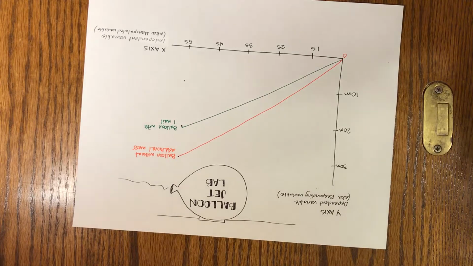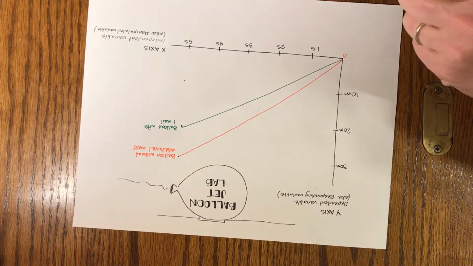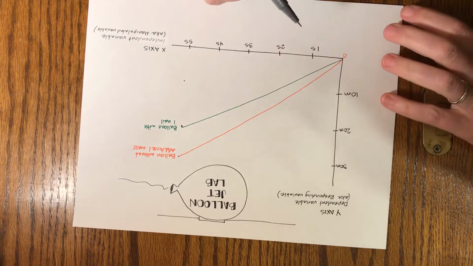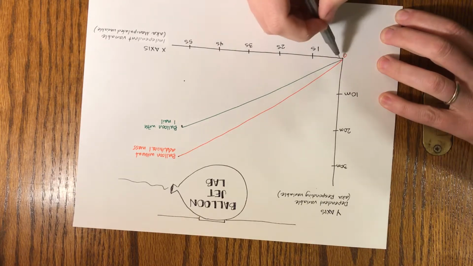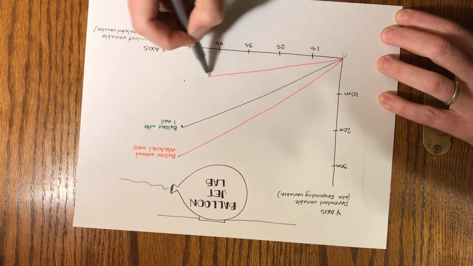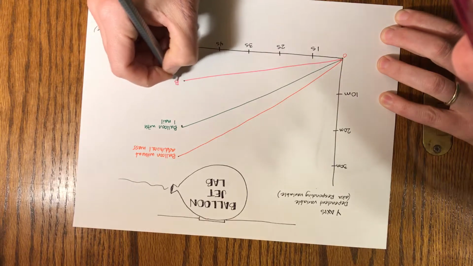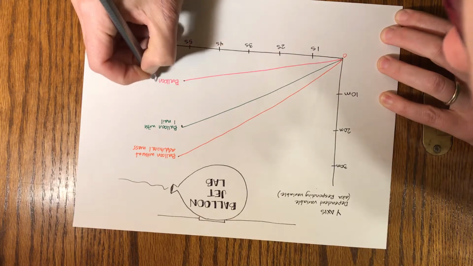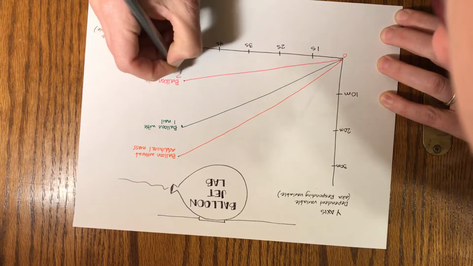So how would we indicate the motion of a balloon with two nails? Well, find another color. Here we go. What if the balloon with two nails only managed to go 10 meters in that 5 seconds? We draw that line like this. Balloon with two nails.